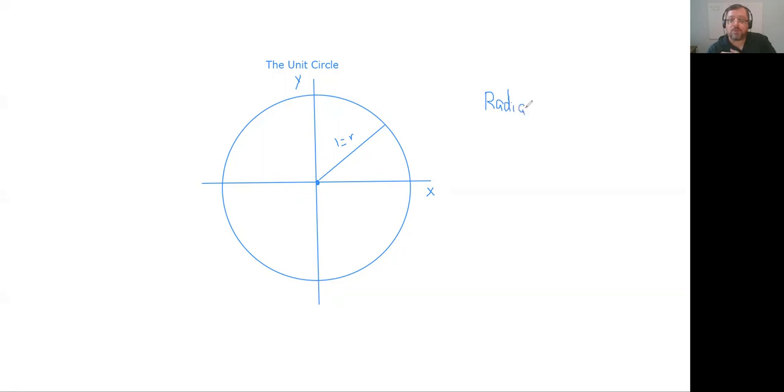And the first worksheet told you this point here was 1, 0. It told you this point up here was 0, 1. And it told you this point here was -1, 0. And it told you this point here was 0, -1. That is basically your X and your Y.